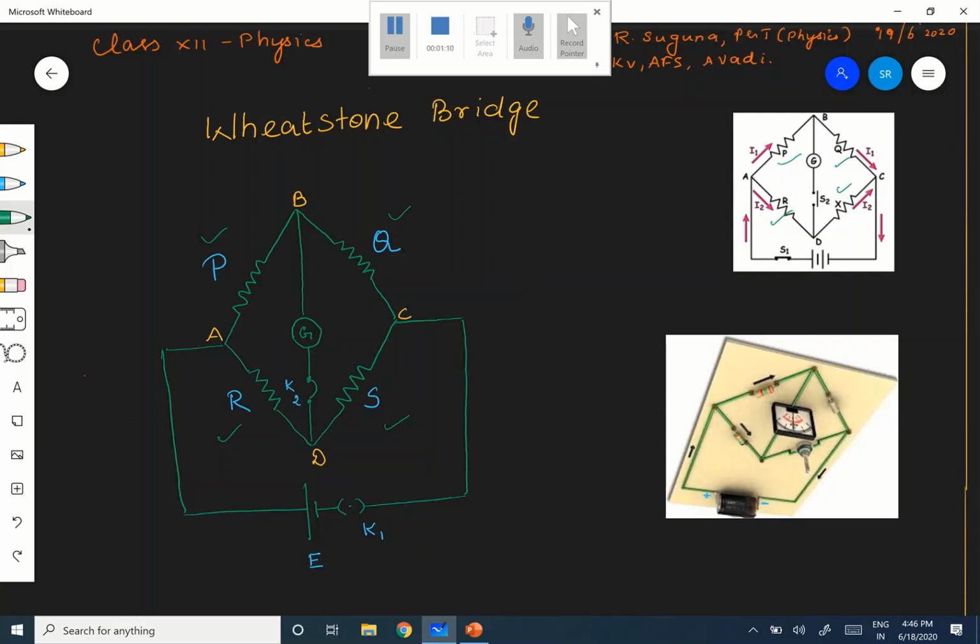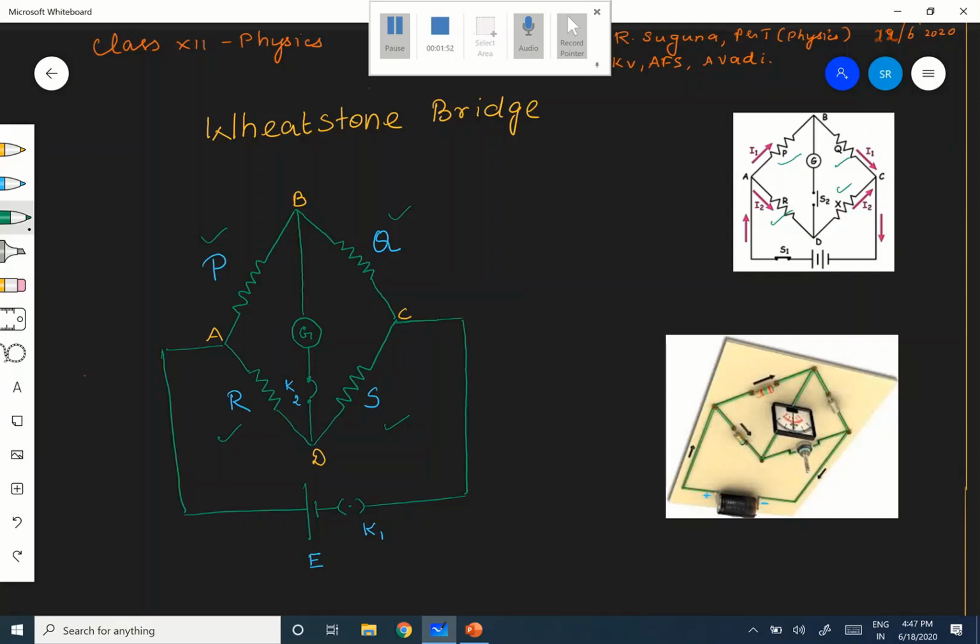As such we have four resistances P, Q, R, S, and they are connected in the form of a bridge. And what is the purpose of that? It is used for measuring one unknown resistance in terms of the other three known resistances. So this is what is called a Wheatstone bridge: four resistors connected in the form of a bridge, of which if one is unknown, then that can be calculated in terms of the other three known resistors.